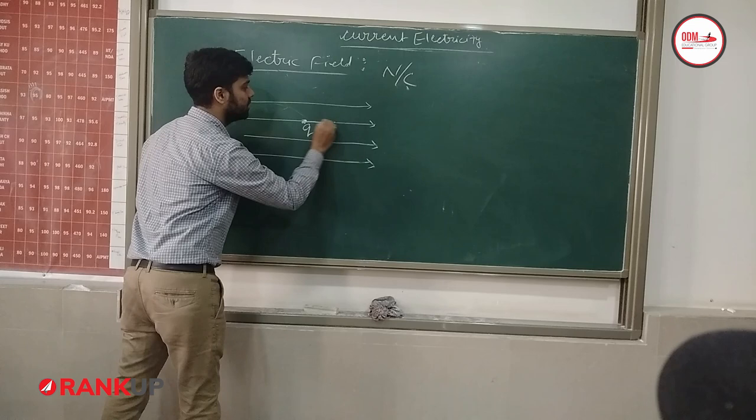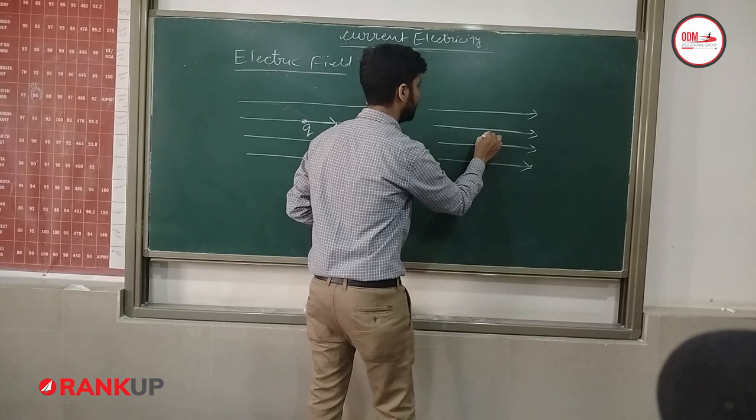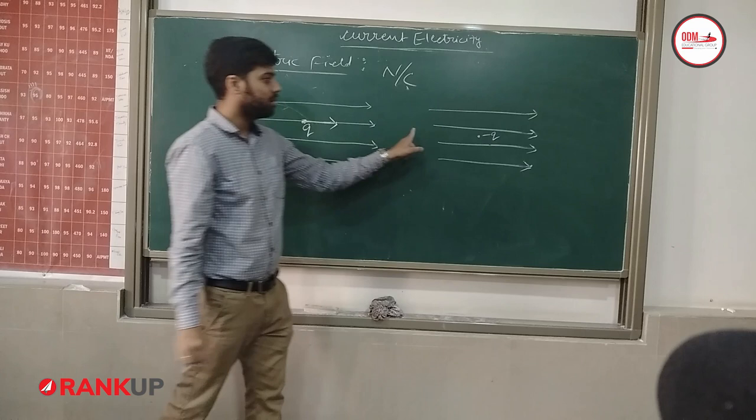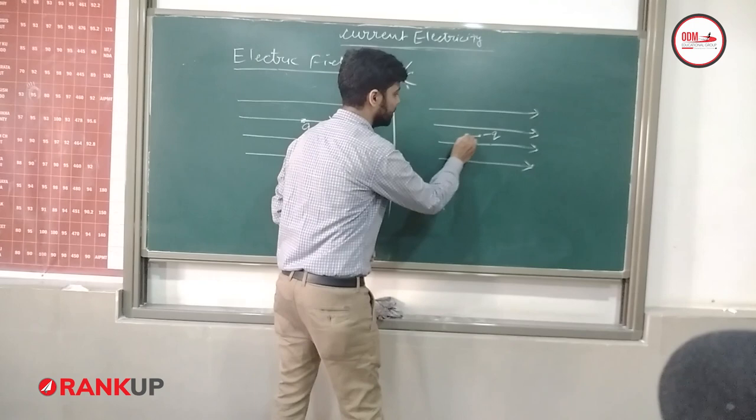Now if I bring a negative charge in the same external electric field, what will happen? Suppose the electric field lines are going from this side to this side. Here on this side, you can imagine that there is a positive charge. Consider it. So this positive charge will attract this negative charge, so the force will be exerted this side. Got it?